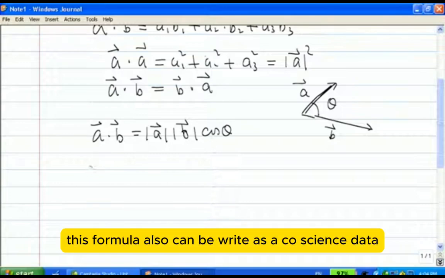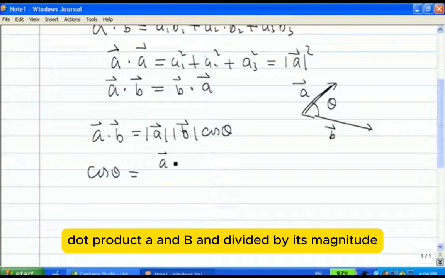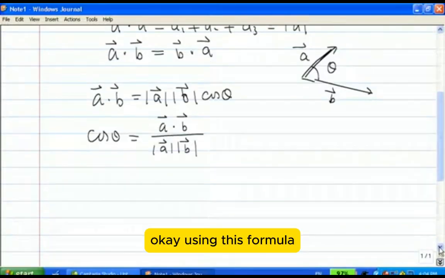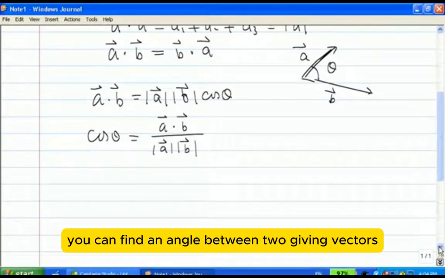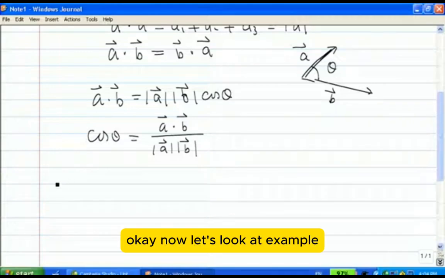This formula can also be written as cosine theta equals the dot product of A and B divided by the product of their magnitudes. Using this formula, you can find the angle between two given vectors. Now let's look at an example.